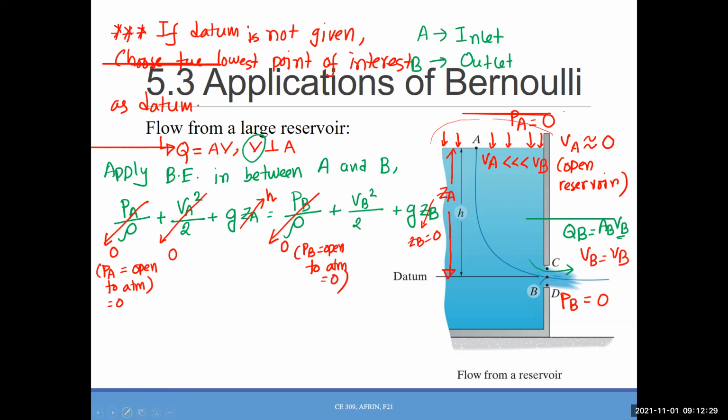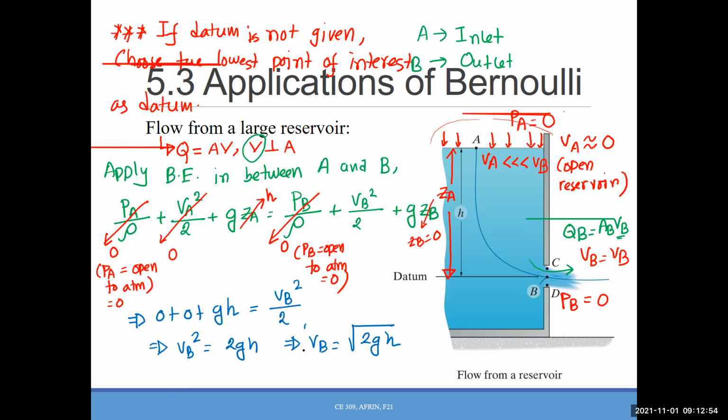Okay, so let's write it down. What will be 0 plus 0 plus GH equals VB squared over 2, equals GH. So VB, that is the velocity at B. So QB will be AB times VB.